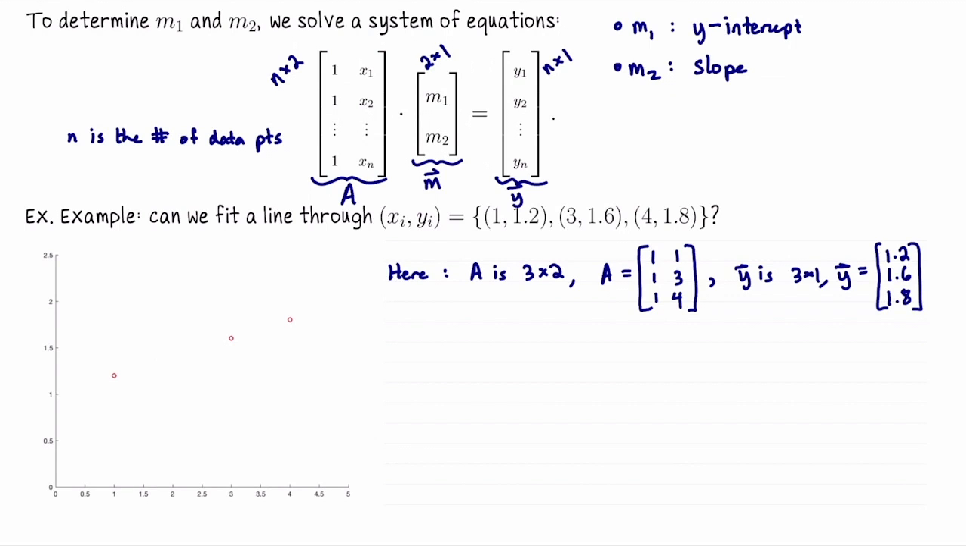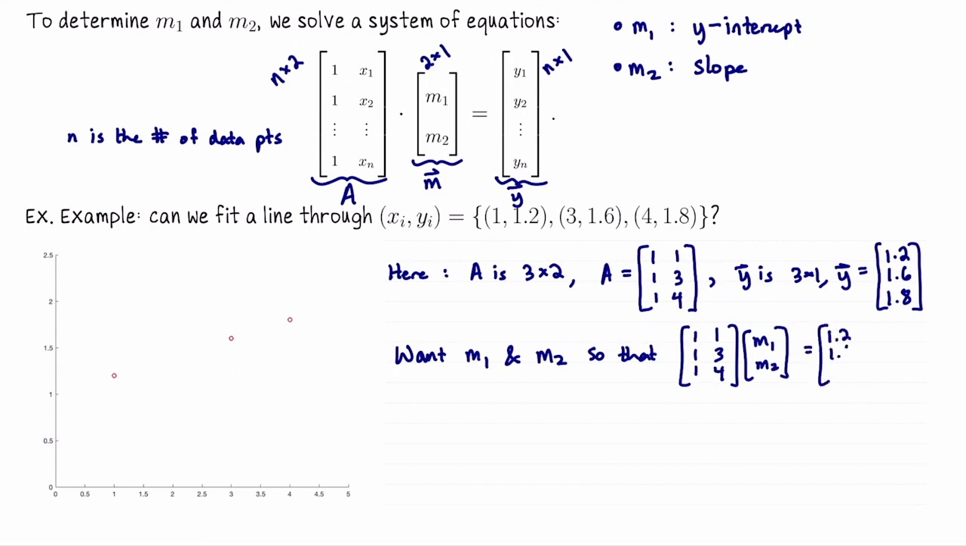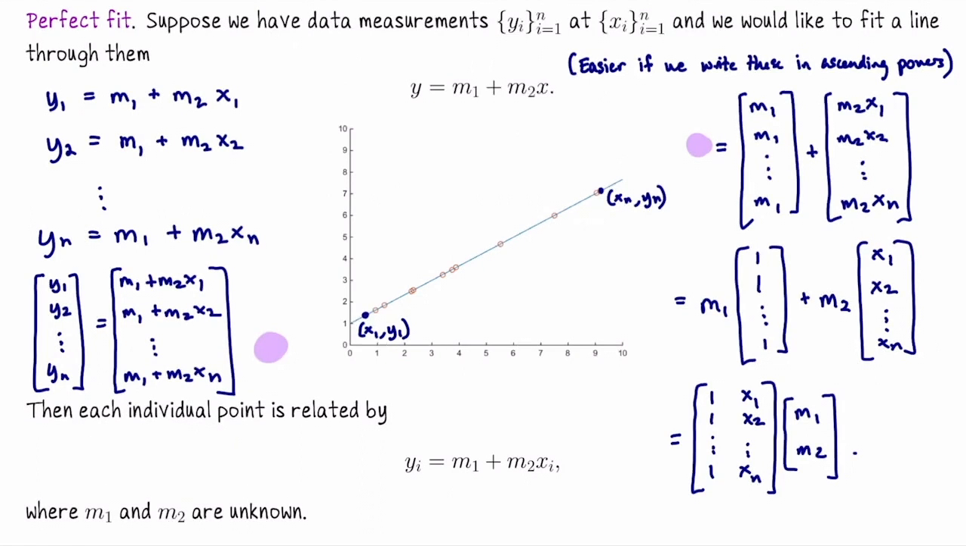So then we want m1 and m2 so that our matrix equation is true. I've written this in the matrix form. If we actually translate it back into the form that we started with, so let me go back just for a second, where we took our line equation and we plugged in our data points, what would that look like if we'd taken that point of view on this problem?